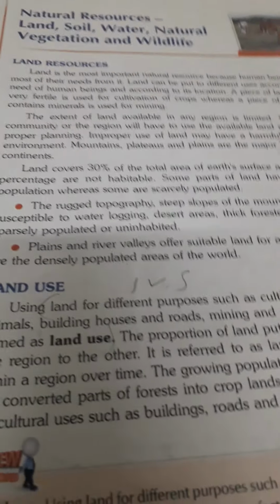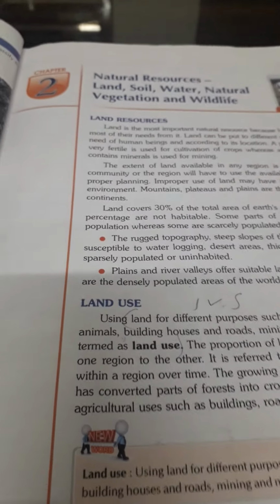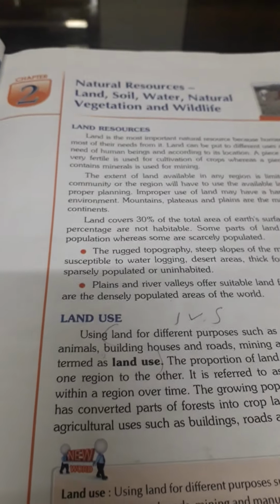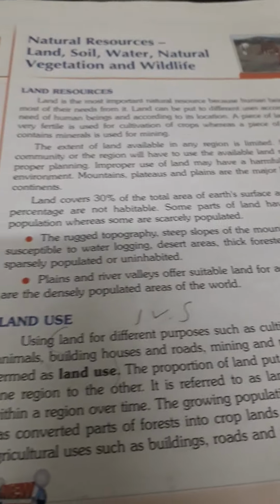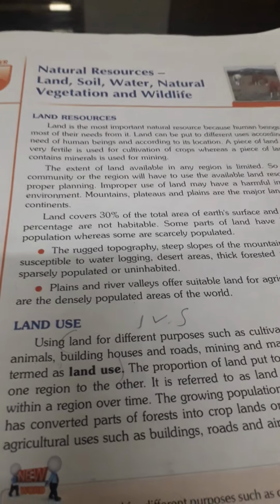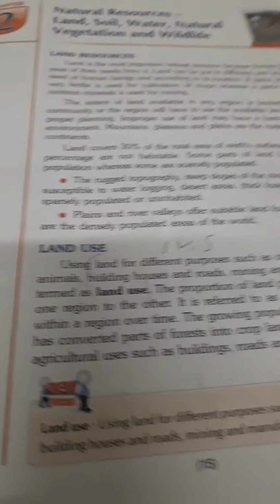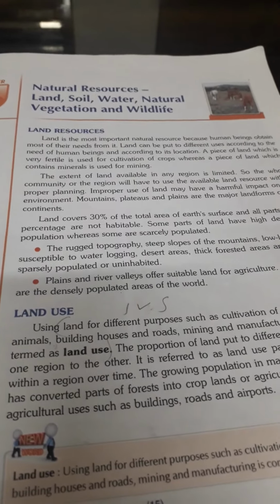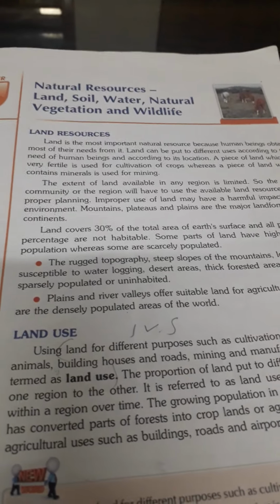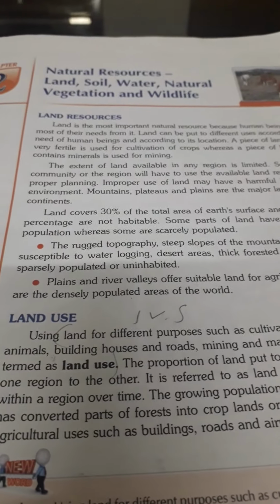But the main thing we have to remember is that the stock of land is limited. That's why we have to use land in a proper manner. If we use it in an improper manner, improper use of land has a harmful effect on the environment. So proper management of land is a must. For the proper management of land, we have to make a land use pattern.